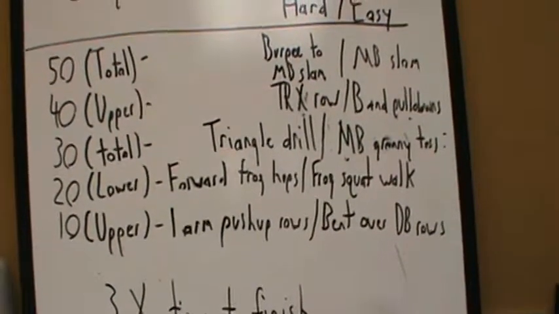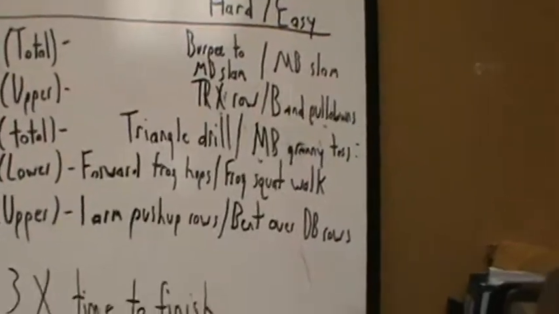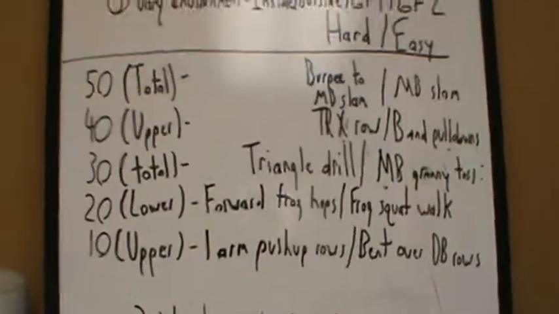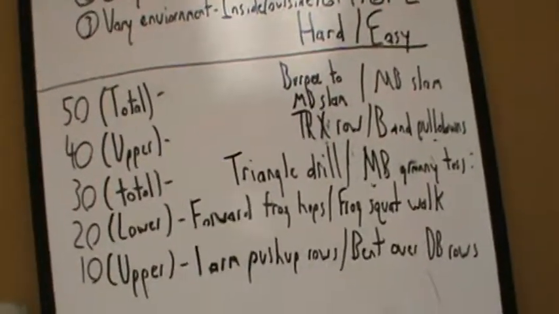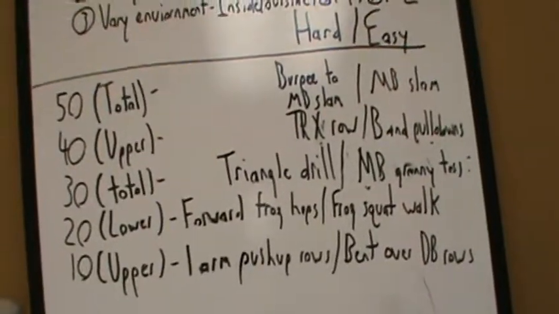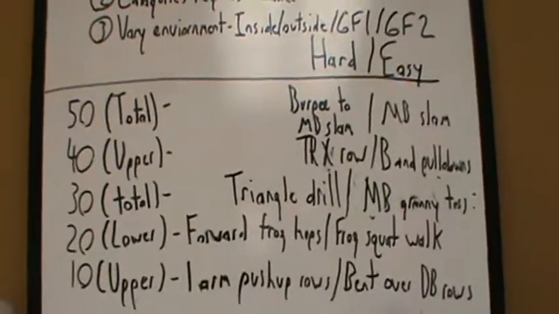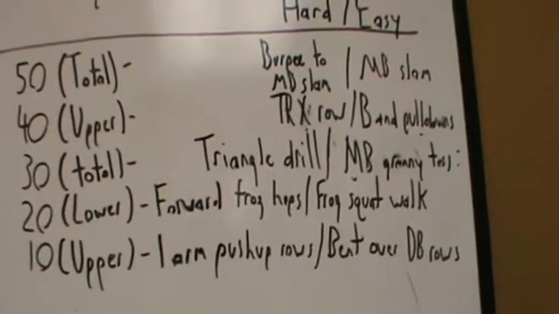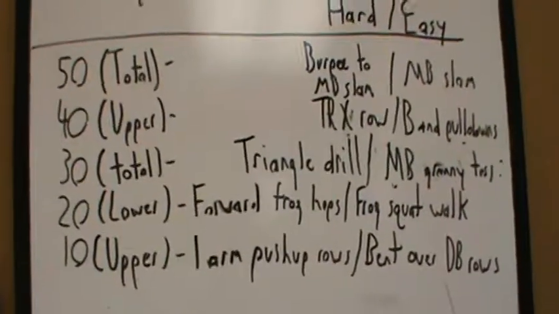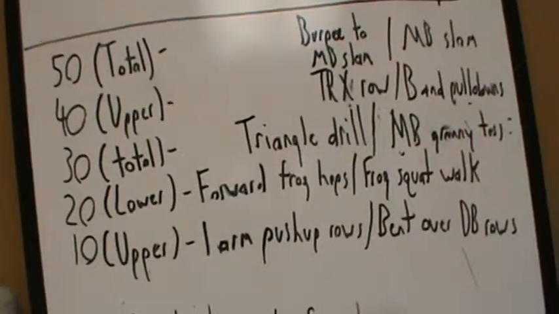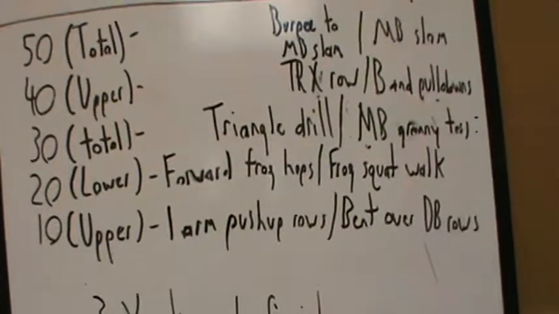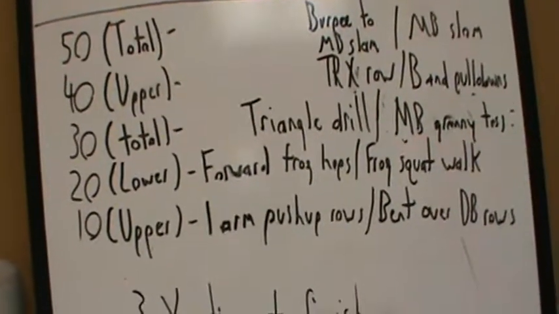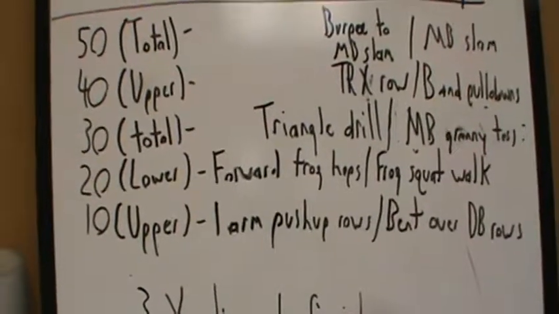For 20 reps, we're doing a forward frog hop, and essentially that's a broad jump where the client's holding their hands down and hopping forward. For easier, we go frog squat walk. So they do a frog squat, walk forward, do a frog squat, walk forward. For 30, we have a triangle drill, which is performed outside. I'd set up cones in a triangle, and I'd have them sprint, shuffle, whatever I wanted to do, and I'd count each cone as 1. So I shuffle 1 cone, sprint to the next, shuffle back. Each length of cone would be 1, so that would equal 30.